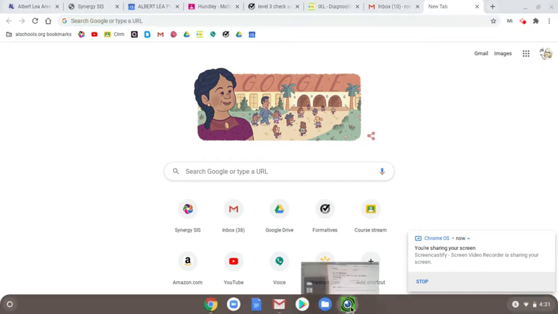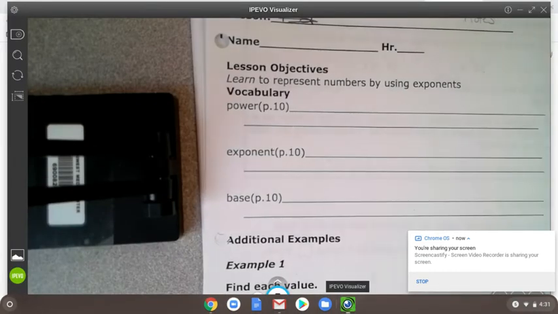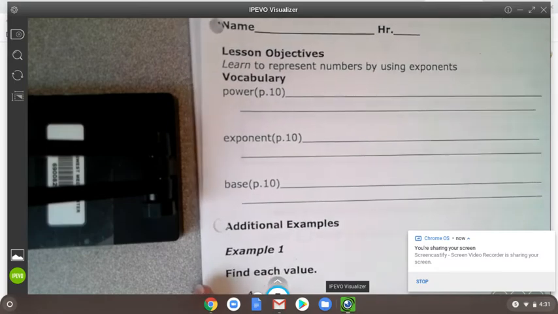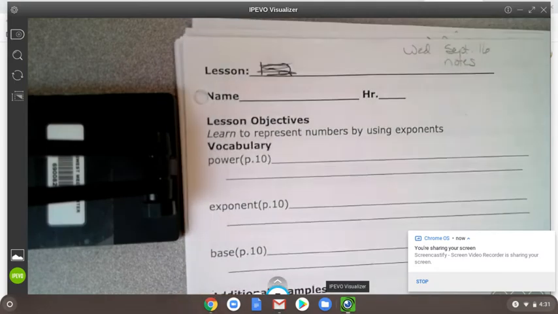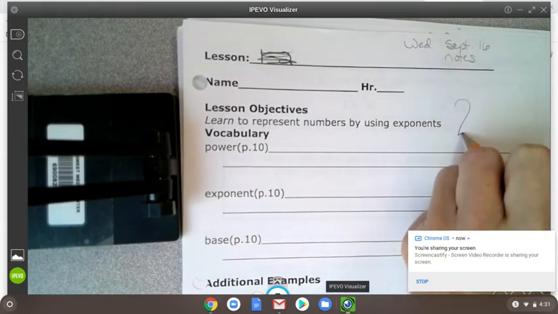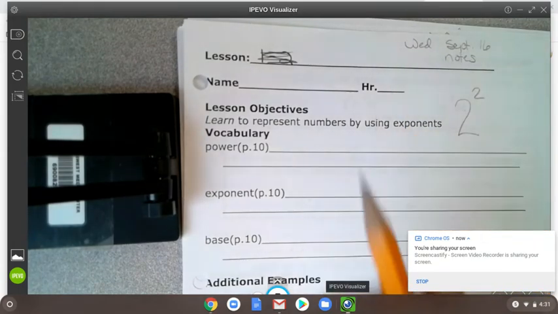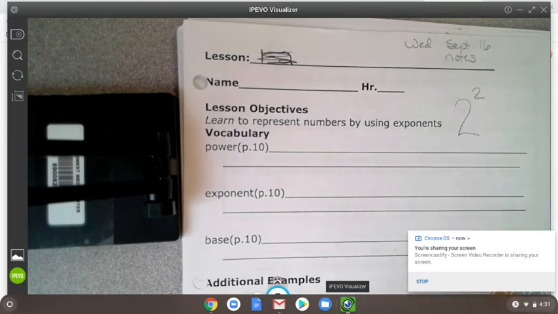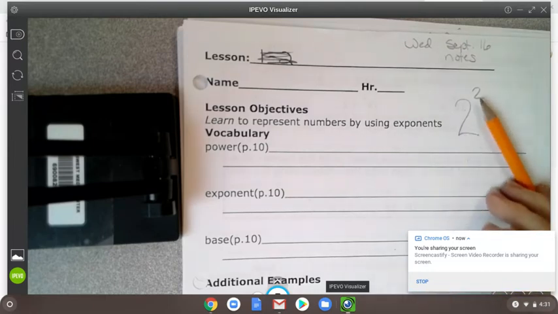All right, so today we're going to talk a little bit about exponents. Real quick, I just want to show you a number with an exponent. And you might have seen something that looks like this, 2 with a little 2 hanging up in the air. Okay, and you might have called this 2 squared or 2 to the second power.